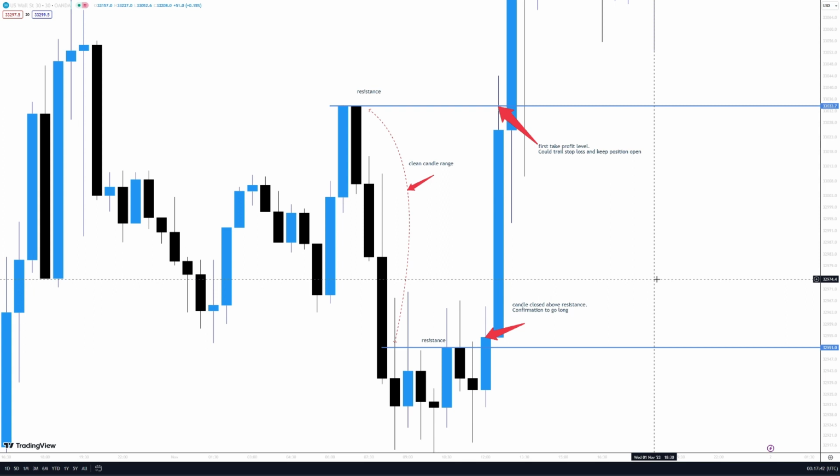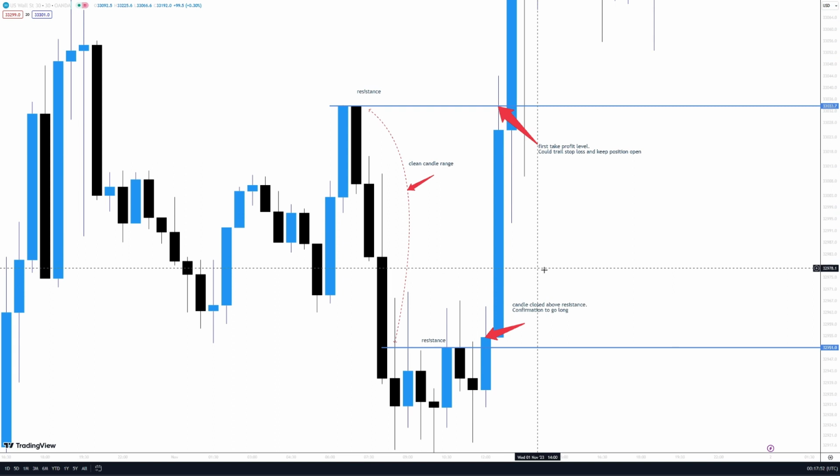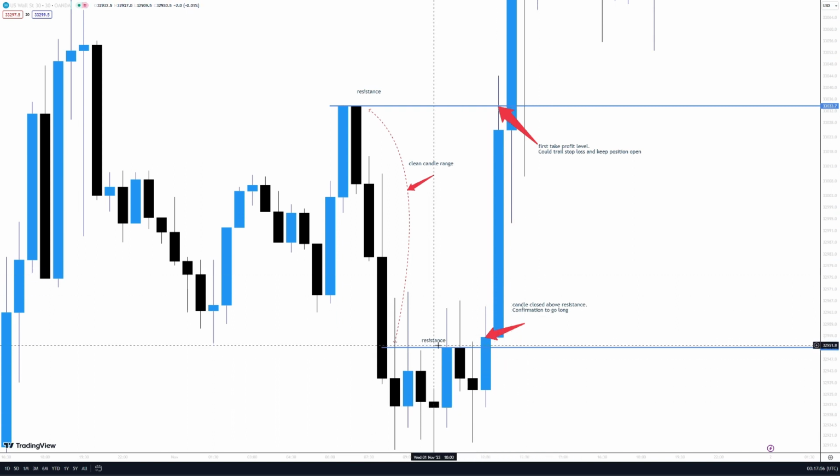But if you had to pick something that was going to be much more consistent to always have a big high volume move on a regular basis, it would definitely be US30. So we get the break, we get the close above the resistance, and we look left, what do we see? We see this nice clean candle move. So this can be our first level of resistance.